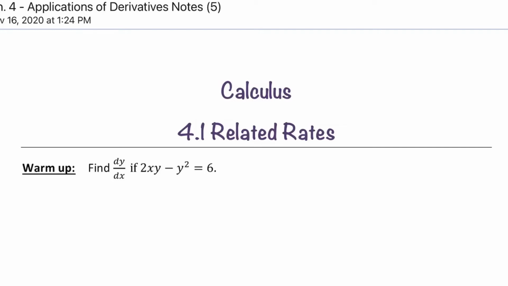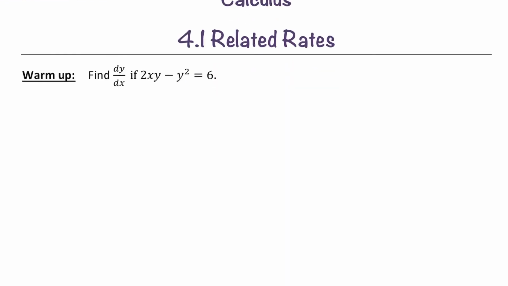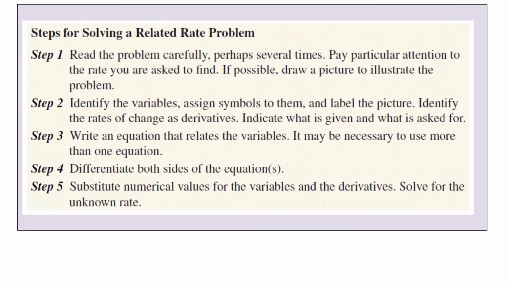So we're going to look at these things called related rates, which requires a little bit of implicit differentiation. When you're looking at one of these, basically they're word problems where lots of things are changing. So pay close attention to what you're trying to find. Pictures are helpful. If you can identify your variables and label your picture, that's really useful.